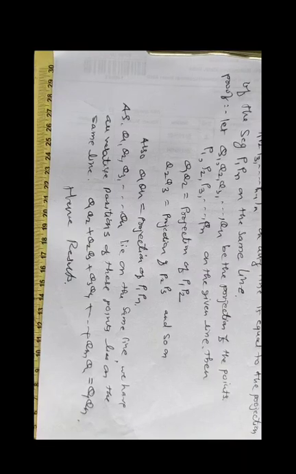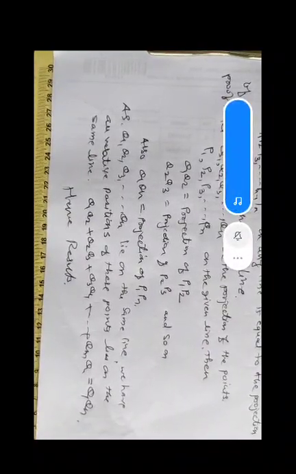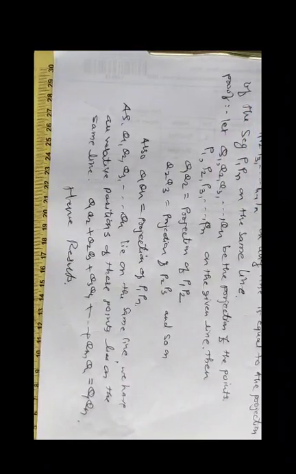So this is a theorem. Students, you prepare, revise yourself and try to understand what the projection is and what the formula is, and do some practice examples on this topic.